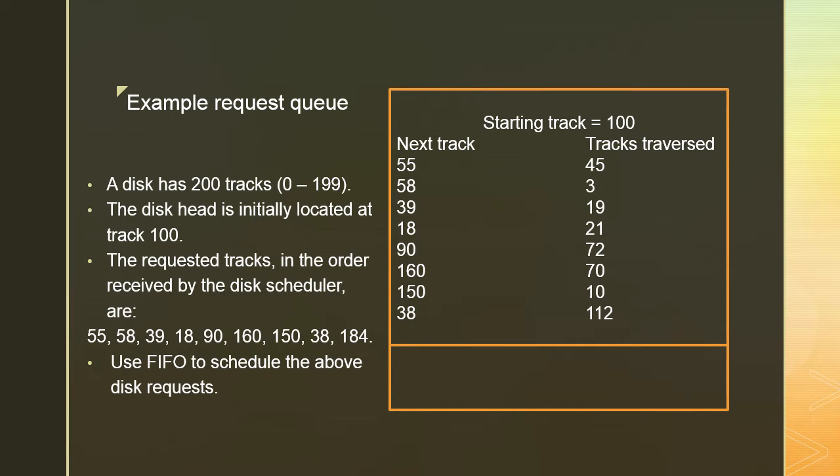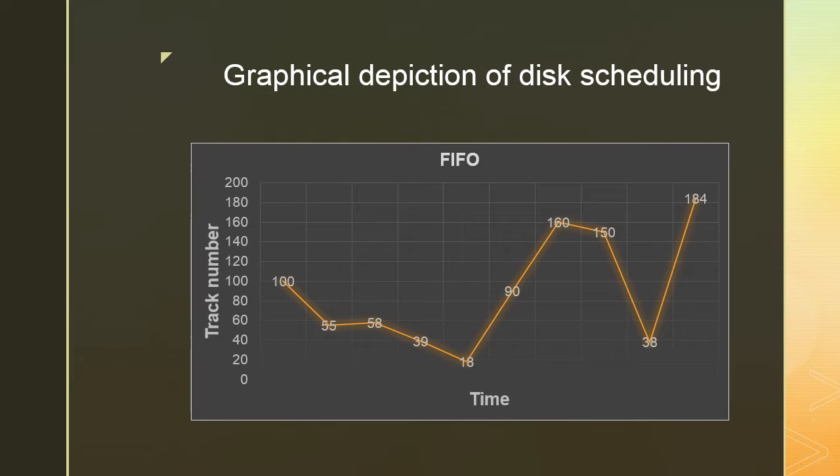Finally, it goes to track number 184 and covers 146 tracks. Total tracks traversed are 498. These are 9 requests, so the average seek length is 498 divided by 9, which is 55.33. This is how the head moves for FIFO.